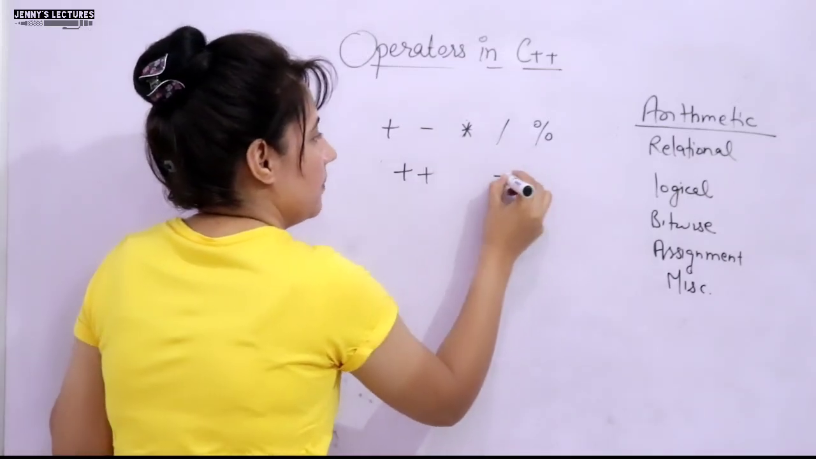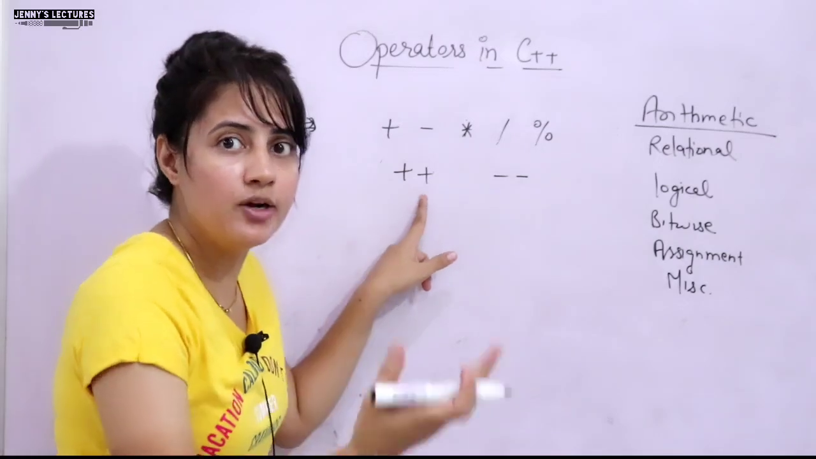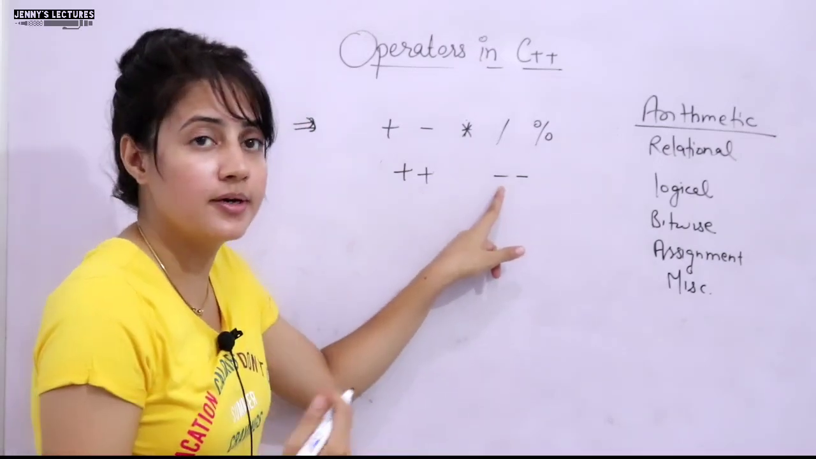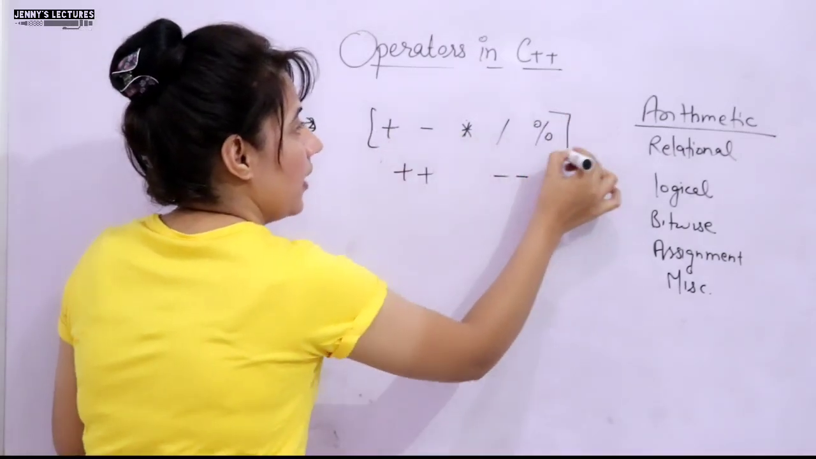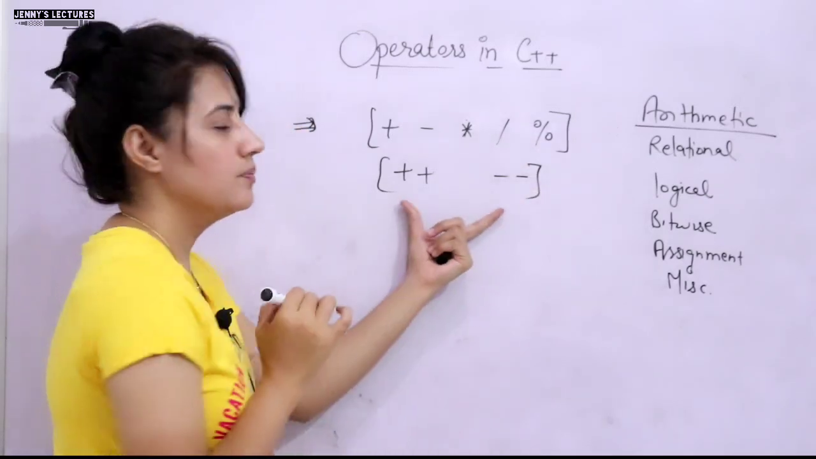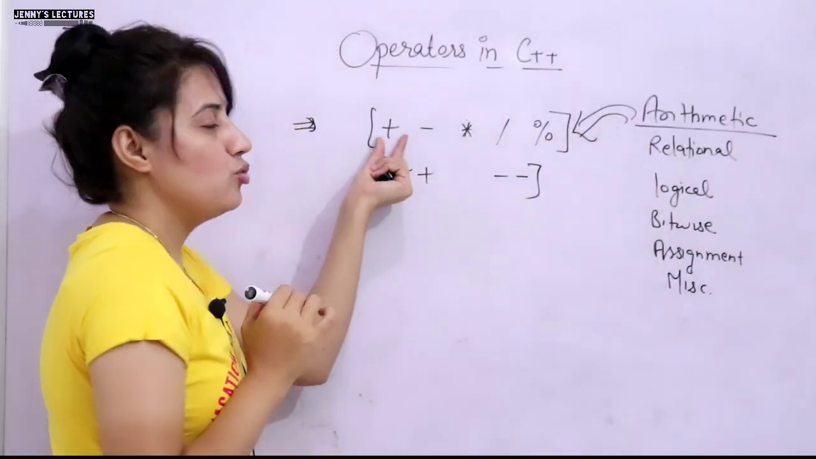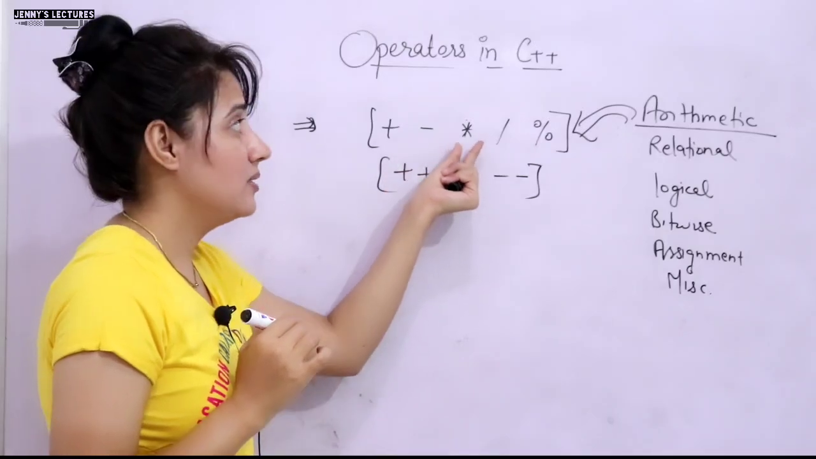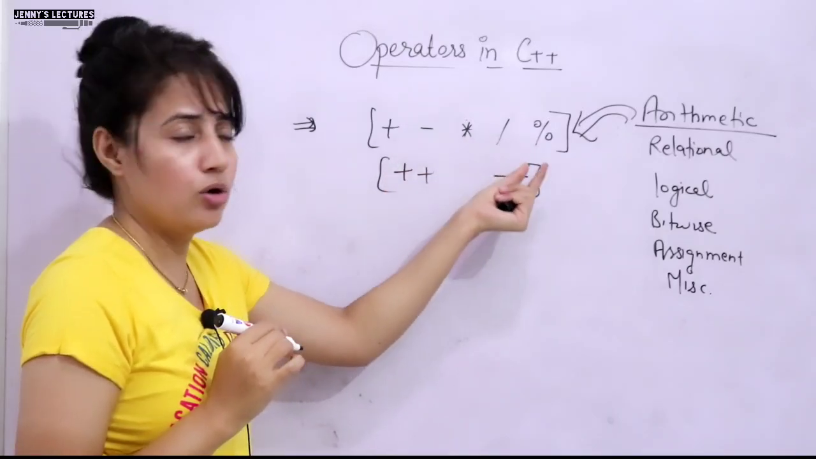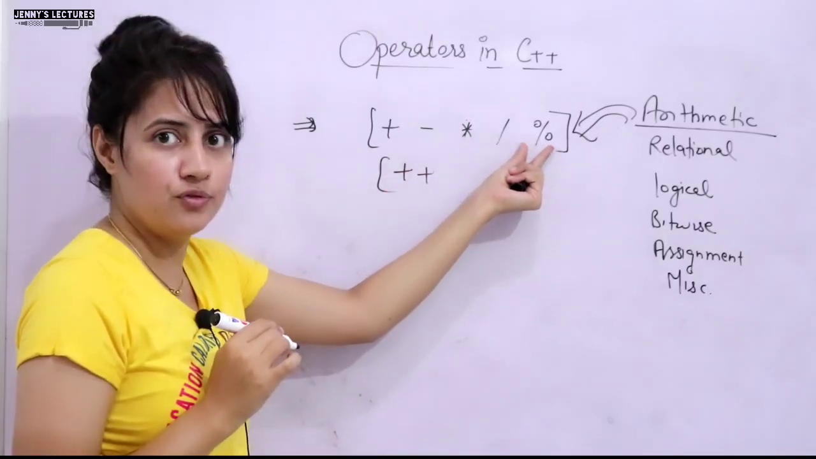So, plus plus, minus minus. Plus plus is the increment operator, minus minus is the decrement operator. So, the earlier operators are binary and these 2 operators are unary. These are arithmetic operators. I guess no need to tell you the meaning of plus, minus, multiplication, divide and all. Maybe in modulo you will be confused.